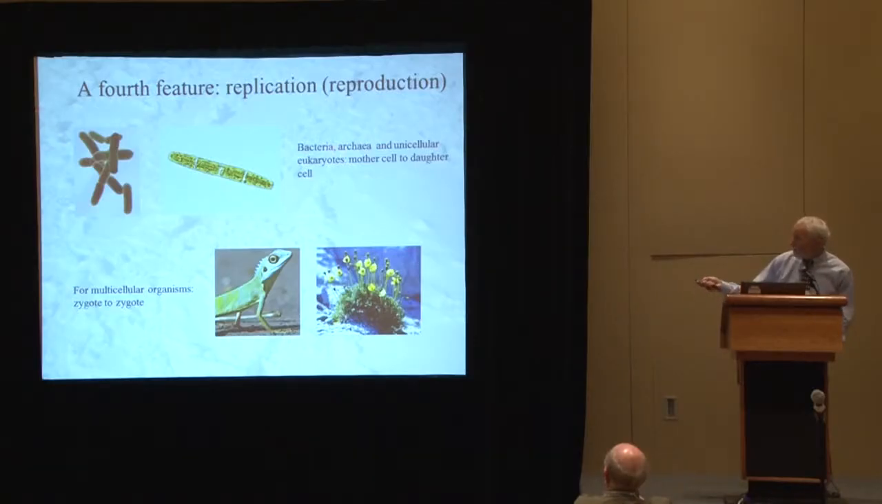We can leave that aside. The critical thing here is that a living organism reproduces. And this is where we first get a distinction between unicells and multicells. In unicells here, bacteria, archaea, and unicellular eukaryotes, I'll come back to those classifications in a minute, it's essentially going from a mother cell to a daughter cell. In the case of a multicell, it's zygote to zygote.